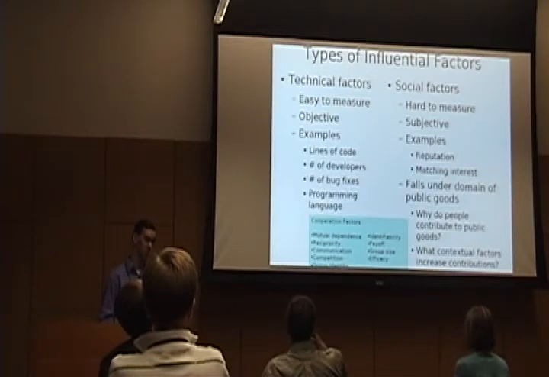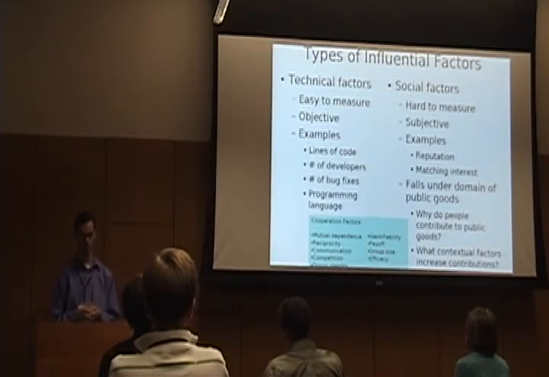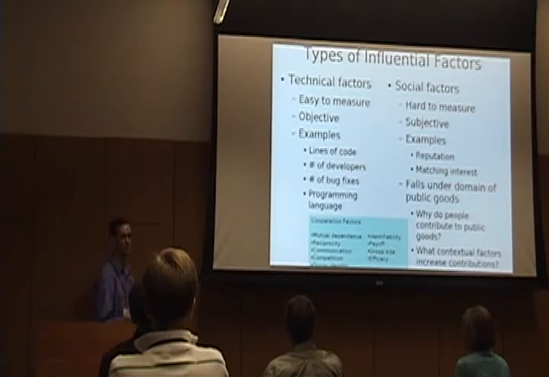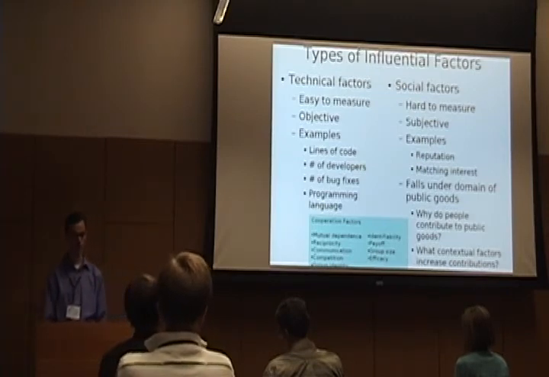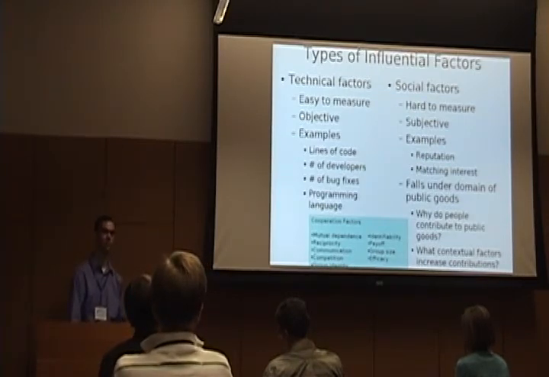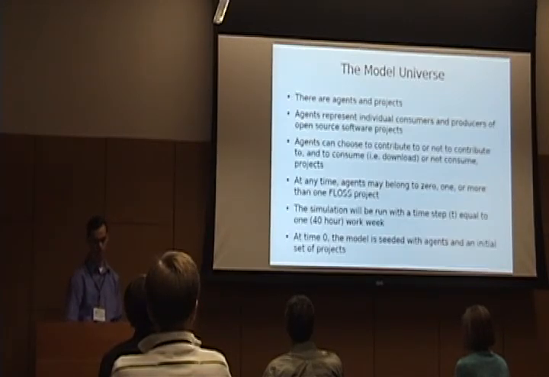The social factors are much harder. They're hard to measure, they're subjective. Examples would be reputation. Are developers choosing open source projects because they think that this project will boost their reputation in the community somehow? Are they simply choosing something that interests them? Or does that not matter as much? They're just interested for other reasons. So what are the reasons that people are contributing? And so fortunately we can look at some of the theory on public goods domain and, for example, why do people cooperate to begin with.